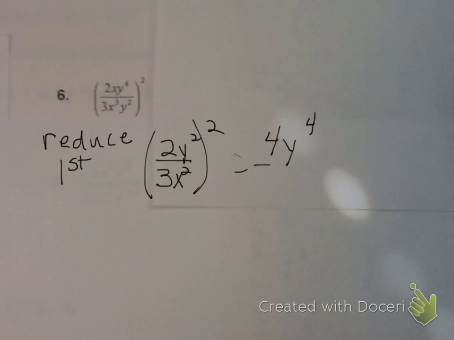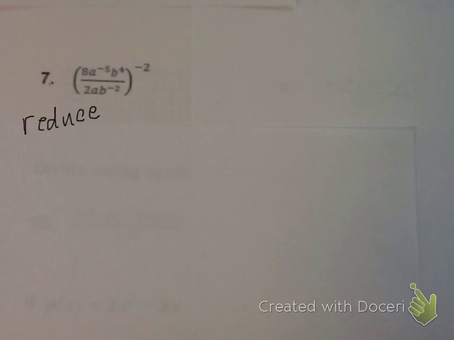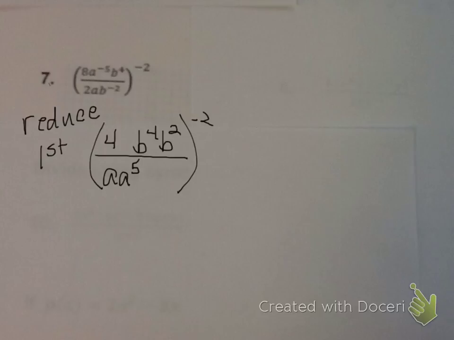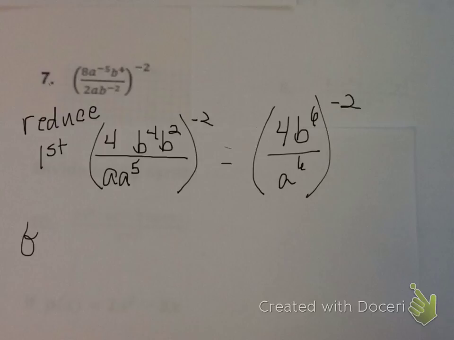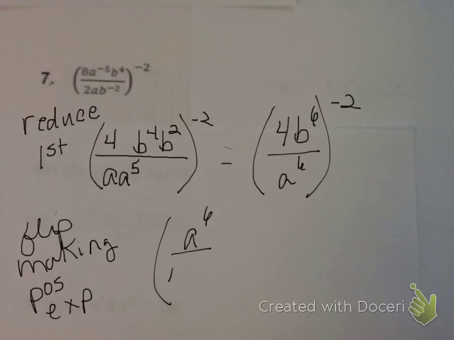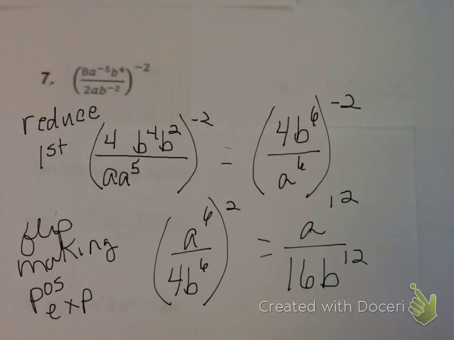I'm going to reduce first and then do everything to the power of a power. Here I'm going to reduce inside by making everything positive. The b's are together up top, so I'm going to multiply by adding the exponents. The a's are together in the bottom, so I'm going to multiply by adding them. Then, to get a positive 2 exponent outside, I'm going to flip. Then distribute the power of a power.